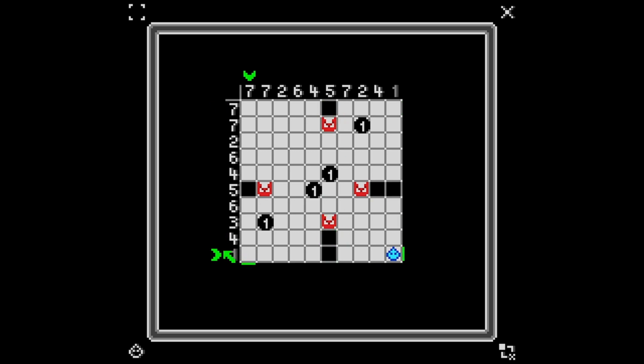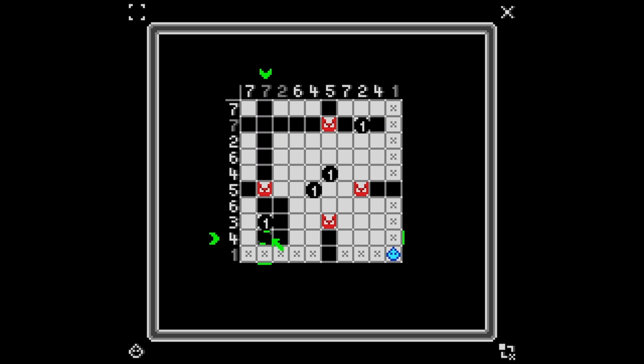That lets us see a gray row here, a gray column here. And now this row can be filled in with walls and this column. Now we see this bomb has to hit this bunny. This bomb has to hit this bunny. This bunny has to be hit by this bomb and this by this bomb.